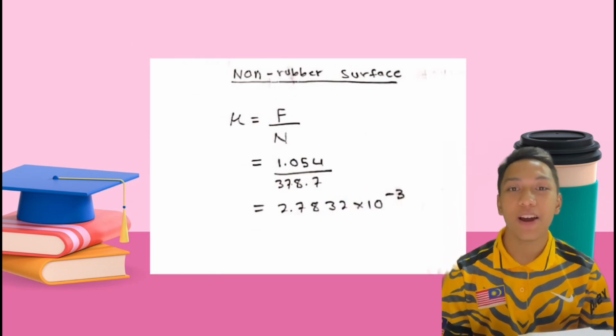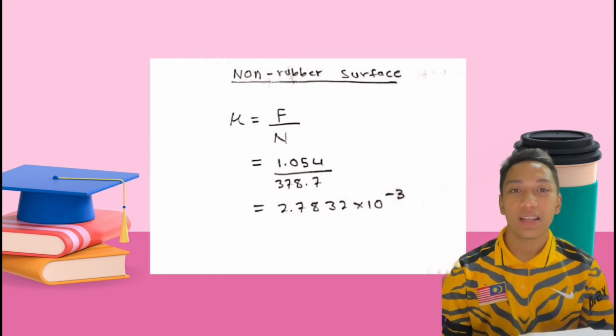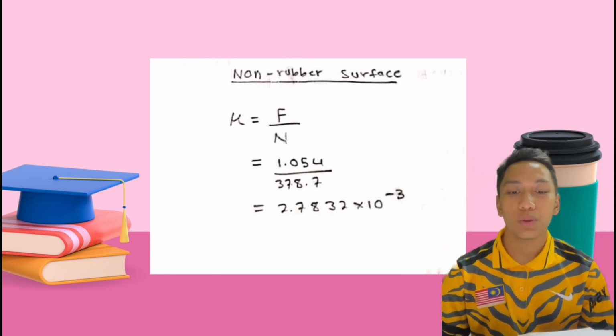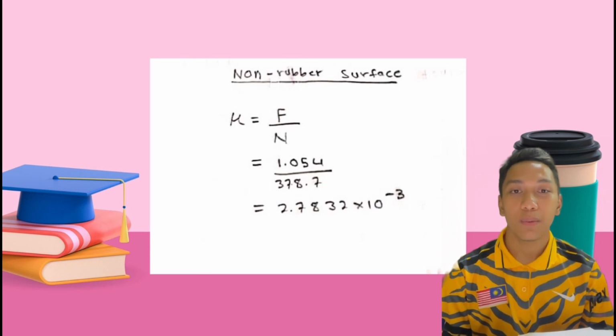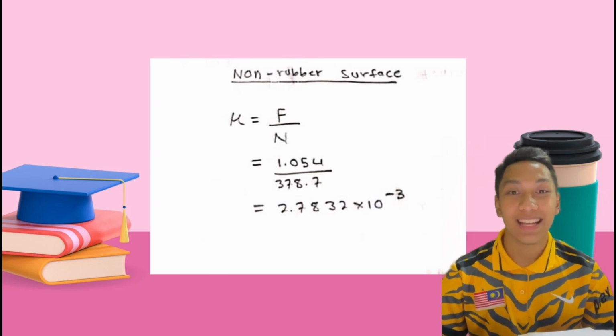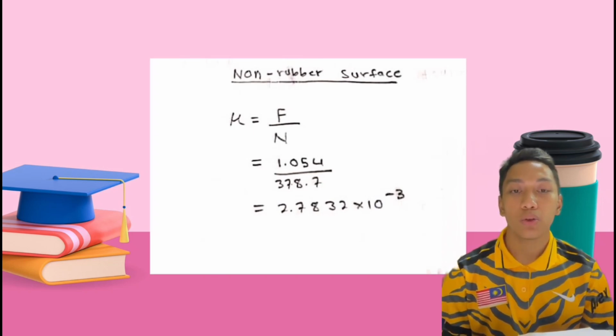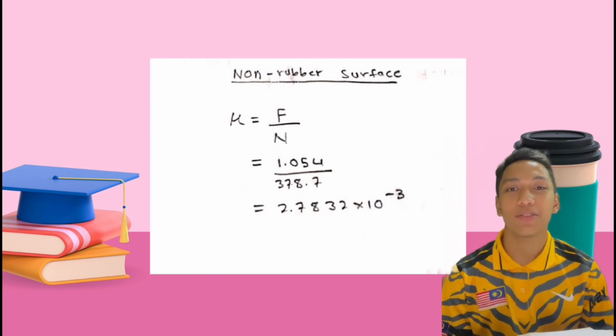For the non-rubber surface, mu equals force divided by Newton, and the numbers are 1.054 divided by 378.7, and the answer we get for this is 2.7832 times 10 exponent negative 3.